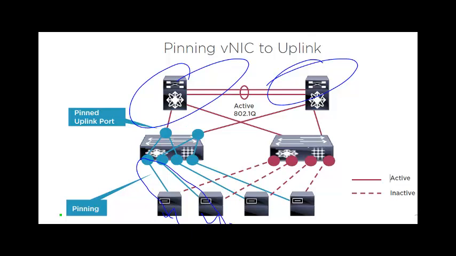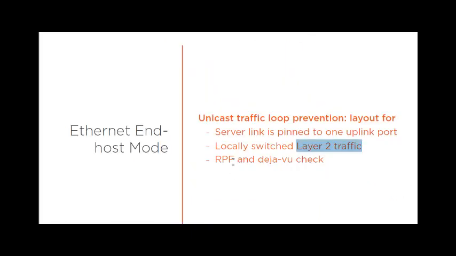And it also uses reverse path forwarding and the deja vu check. There's also another pronunciation for this. Okay, what is the deja vu check? It checks whether there is a redundant port mapped to one single server. If there is, it will discard one and have only one uplink port for one server. One uplink port may be mapped to many servers, but a server won't be mapped to multiple uplinks.